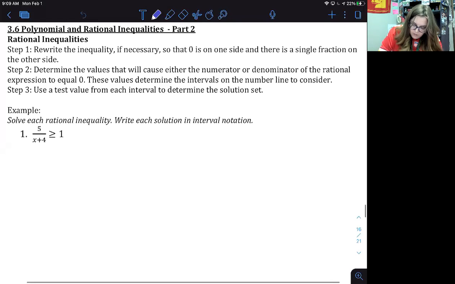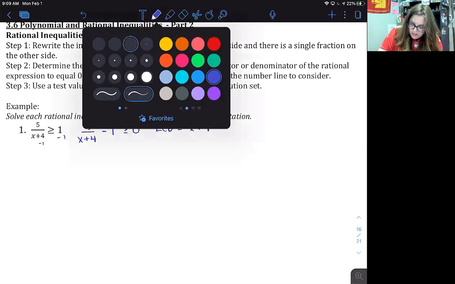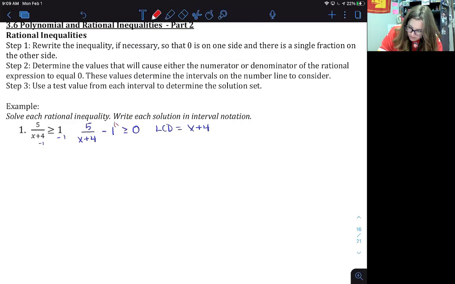We're going to subtract the 1 from the other side and move it to the left. So we have 5 divided by x plus 4 minus 1 is greater than or equal to 0. Okay, we want to rewrite this so there's a single fraction. So our common denominator is x plus 4. So we're going to rewrite this and multiply the 1 by x plus 4 over x plus 4.